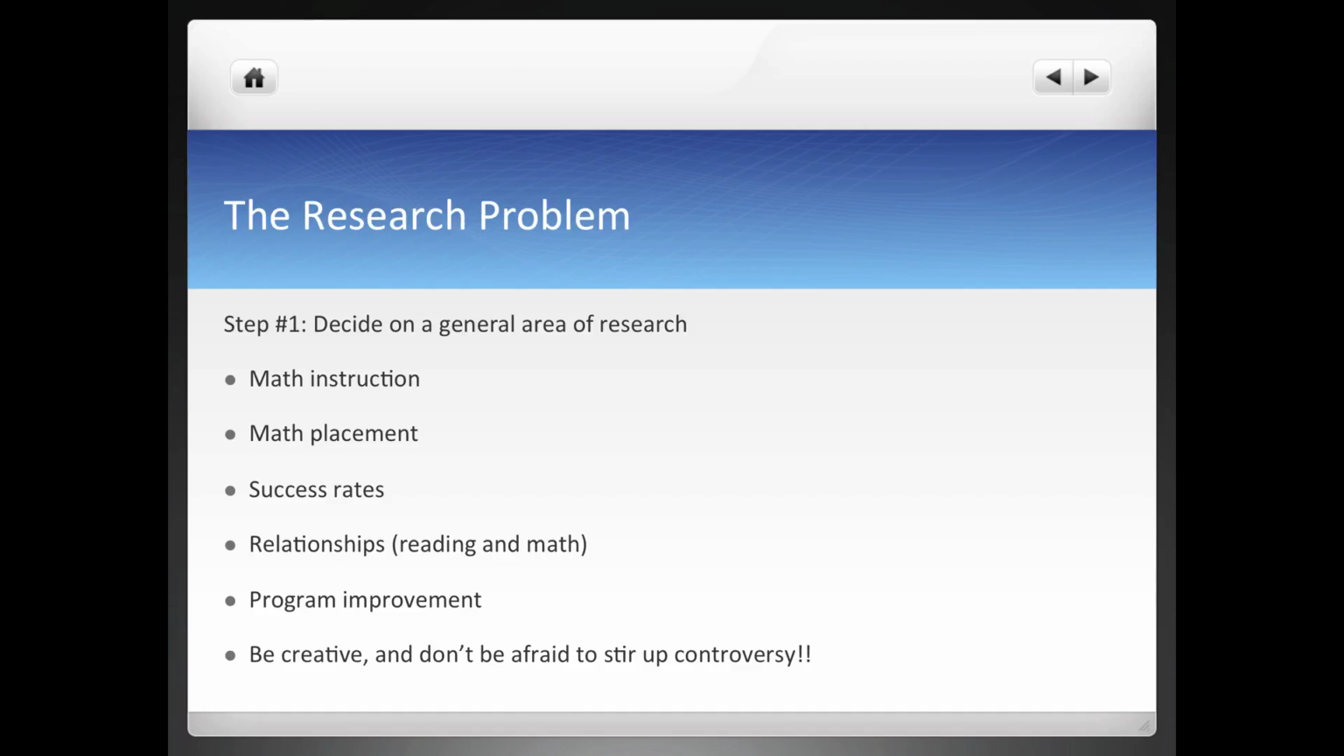So guys, this one deals with the research problem, and step number 1 is we need to look at a general area of research. Math instruction is a very general area. Math placement, very general area. Success rates, relationships between certain scores, how we improve programs. Guys, think more generally. What area of research do you think may interest you? Guys, be creative, and don't be afraid to stir up some controversy. In fact, I think good research does stir up controversy.